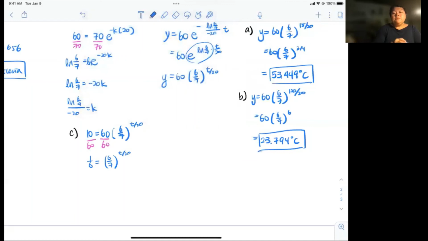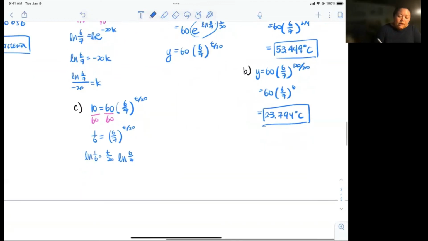At this point, your exponent is up there on top, so you want to use log or natural log. Same thing again, I'm going to use natural log. So natural log of 1/6 equals, bring down the exponent, t over 20 times natural log of 6 over 7. It's up to you what you want to do first. I'm going to multiply both sides by 20 to get rid of the 20. So 20 natural log of 1/6 equals t times natural log of 6 over 7. Then t is 20 natural log of 1/6 over natural log of 6 over 7.